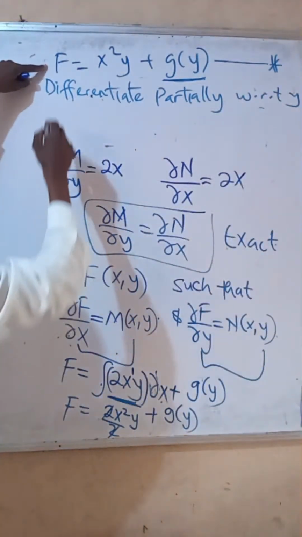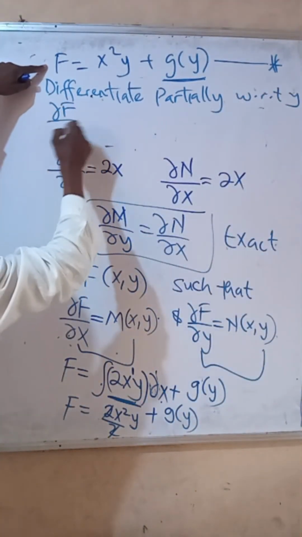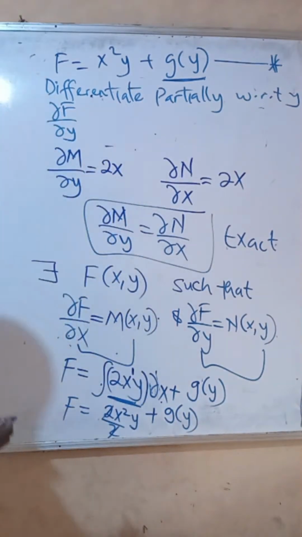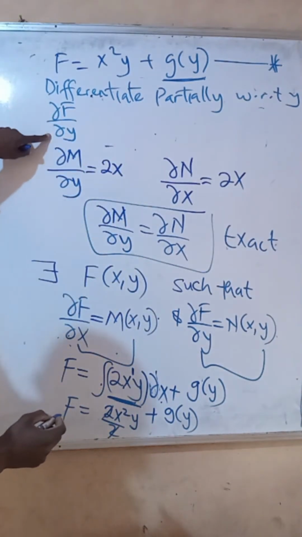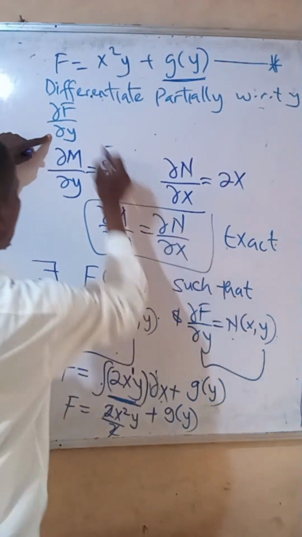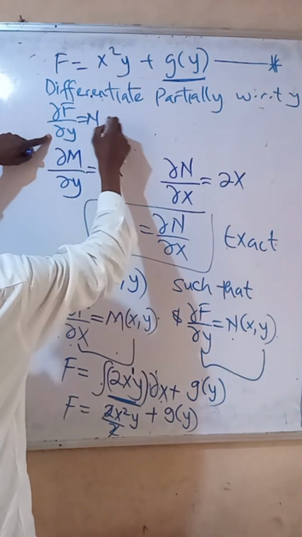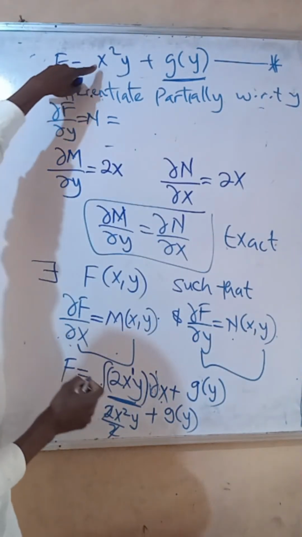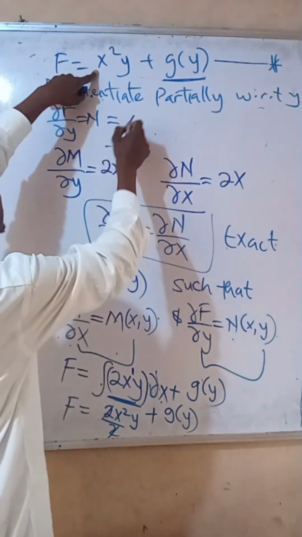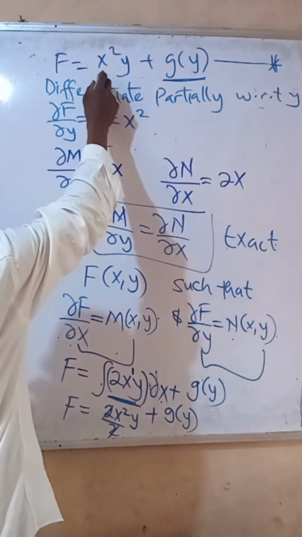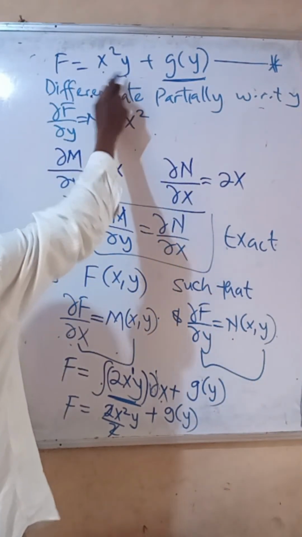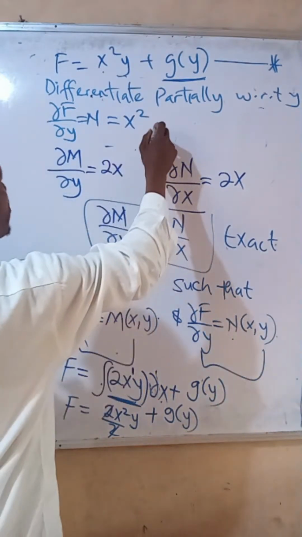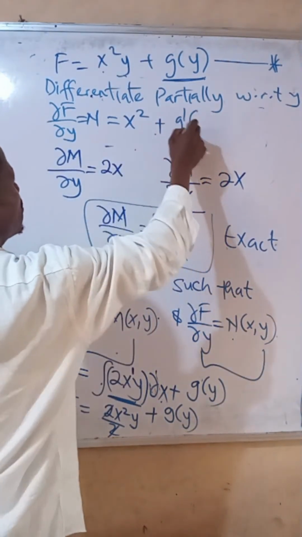And that will give us del f del y, which is equal to n. We differentiate this with respect to y. You keep your x squared constant, you differentiate your y, which is 1, and then plus g prime of y.